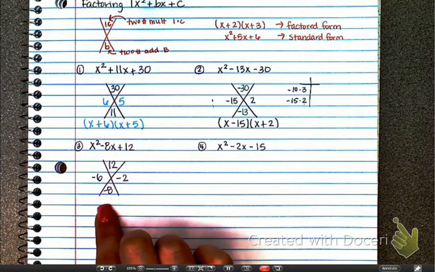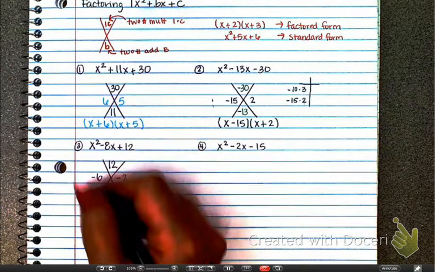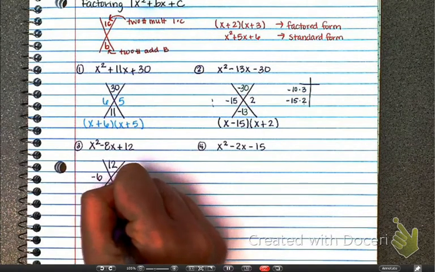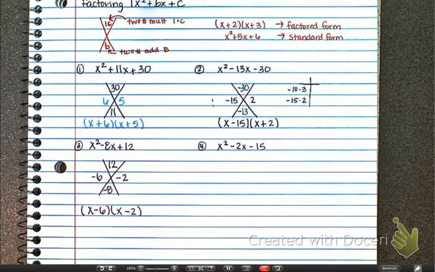I thought initially when I saw 12, I was like, okay, 3 and 4. But that doesn't add to 8. So that's what you're looking for. Your final answer is x minus 6 times x minus 2, or x minus 2 times x minus 6. It doesn't matter what order they go in.